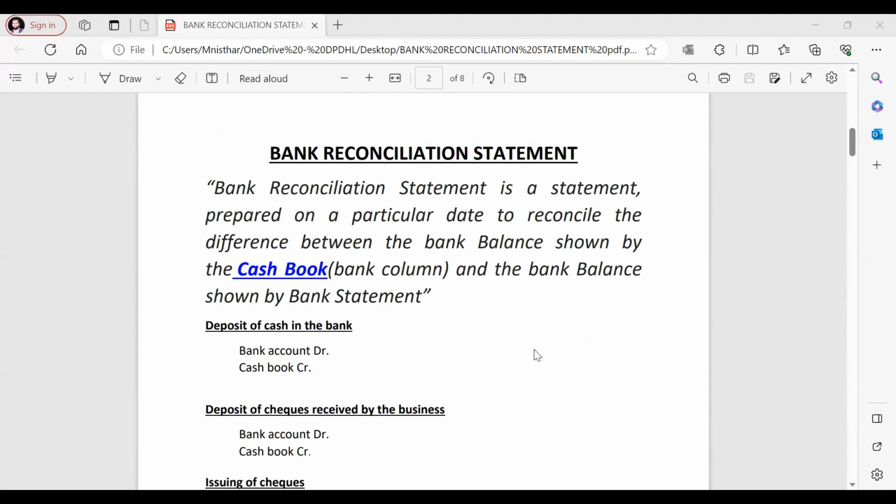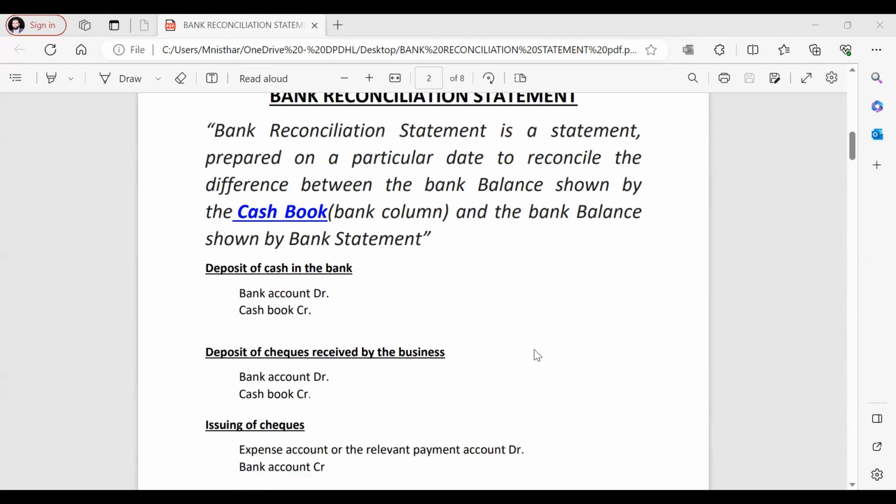Okay, so there are some double entries we should know. First of all, deposit of cash in the bank. When we deposit cash, let's say we are in a business and we are going to deposit some amount of money in the bank. So cash will be going out from the business. Whenever you are doing a business transaction, you should think that you are the business. When depositing cash, cash is going out from you. So the cash book will be credited, and then automatically the bank account will be debited. Okay, so we can do it like that.